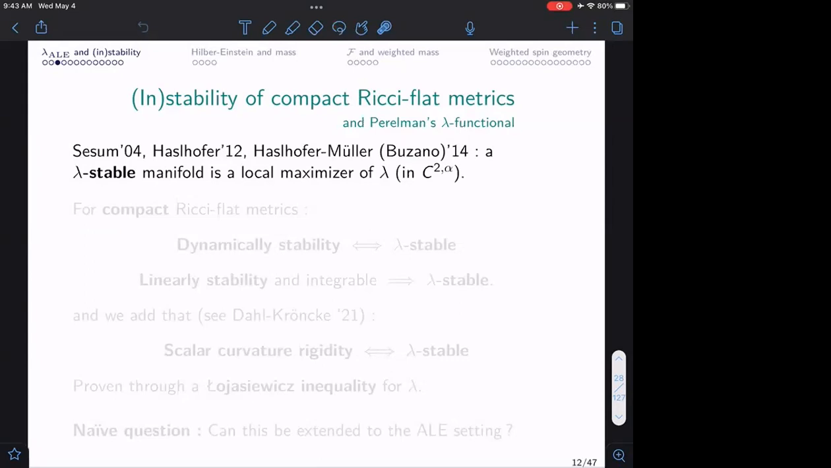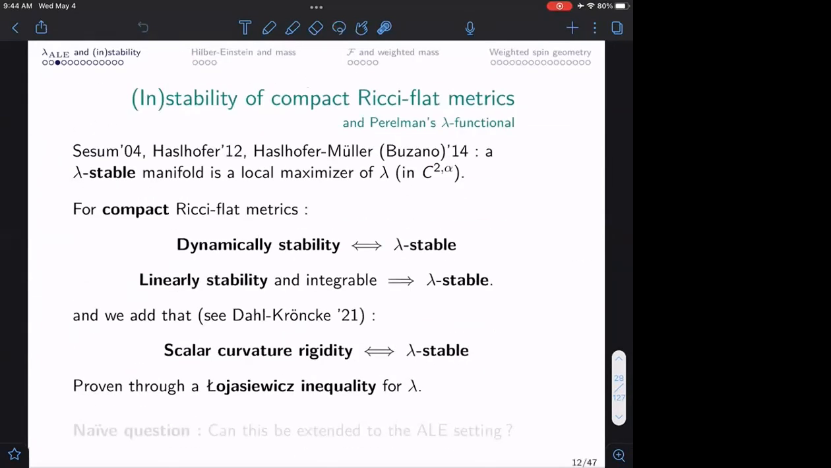And so to make sense of this, let's define a manifold as lambda stable if any nearby metric in a C2 sense has a lower lambda functional. So the lambda functional of our metric is a local maximizer in some topology. Well, for compact Ricci-flat metrics, you have a very nice characterization that the dynamical stability is equivalent to being such a local maximizer of lambda. So this is really the best you can expect. That's a really beautiful result.